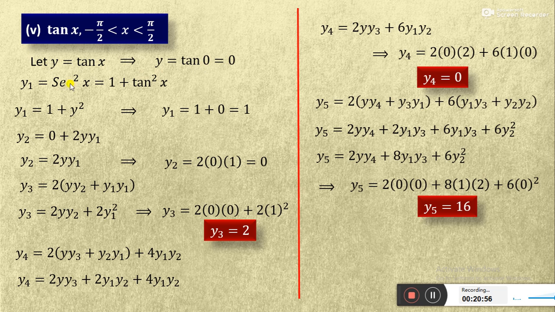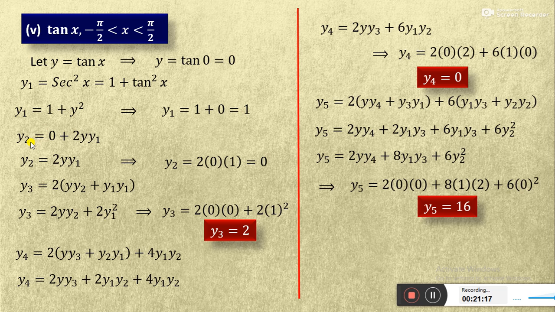Next to y1, that means we differentiate tan. The derivative of tan x is secant square x. So I write secant square is 1 plus tan square x, so I write 1 plus y square. Therefore y1 equal to 1 plus y square, and we already know the y value. Y value is 0. So 1 plus 0 equal to 1.